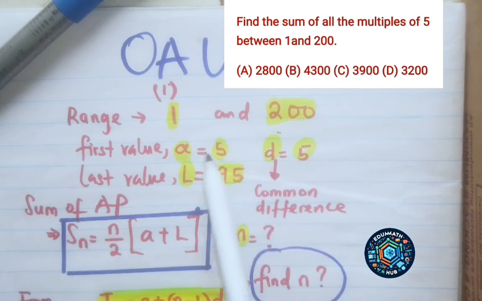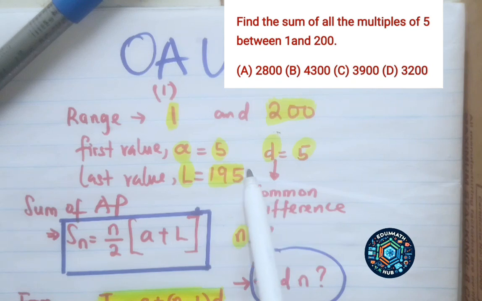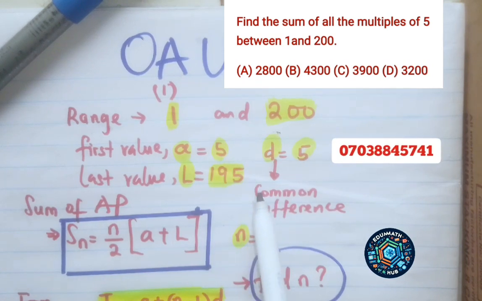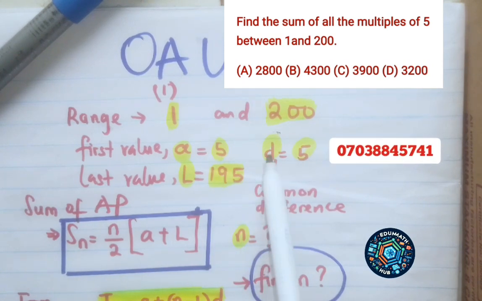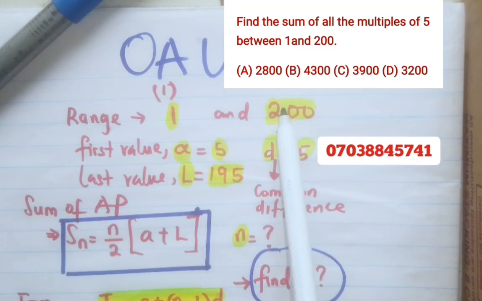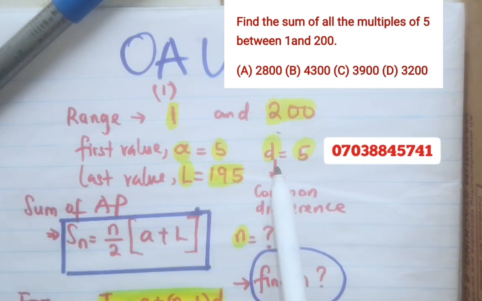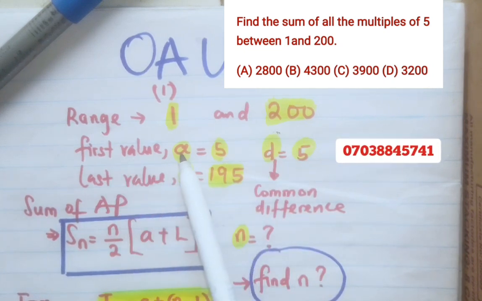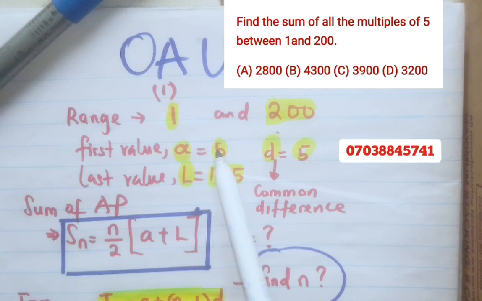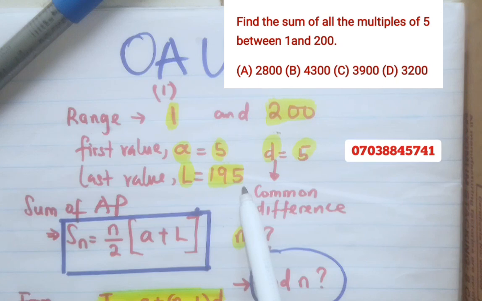So the multiples of 5 are in between 1 and 200. That means the first multiple of 5 that we need is 5, while the last one will be the last multiple of 5 before 200, because we are told that the values lie in between 1 and 200. So the last multiple of 5 before 200 is 195. So the first term, or the first value, is 5. Then the last value is 195.